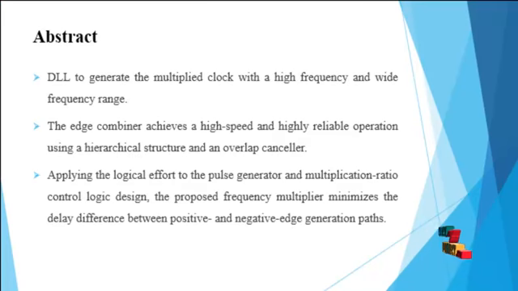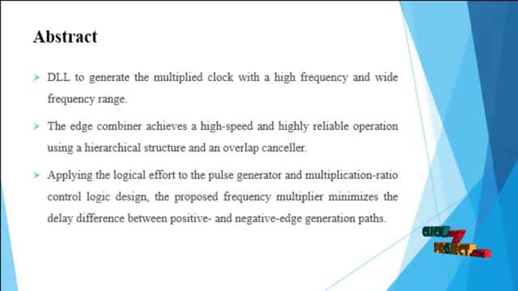The DLL based frequency multiplier produces a multiplied clock signal with a high and wide frequency range. It minimizes the delay between positive and negative edges in clock generation. It causes deterministic jitter. It achieves high speed and highly reliable operation with this appropriate structure.